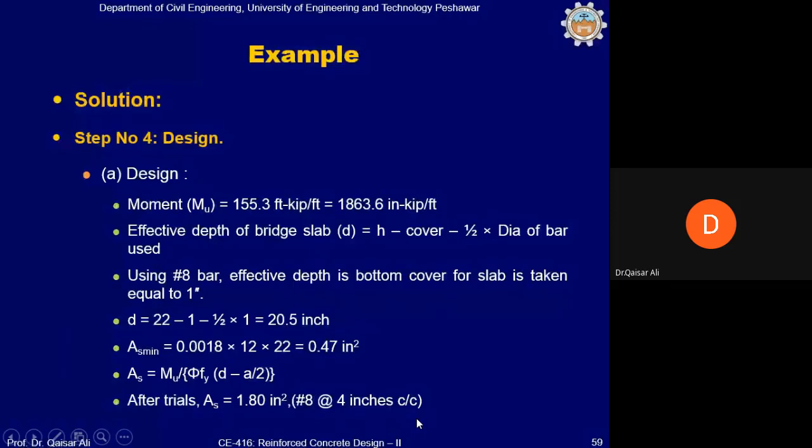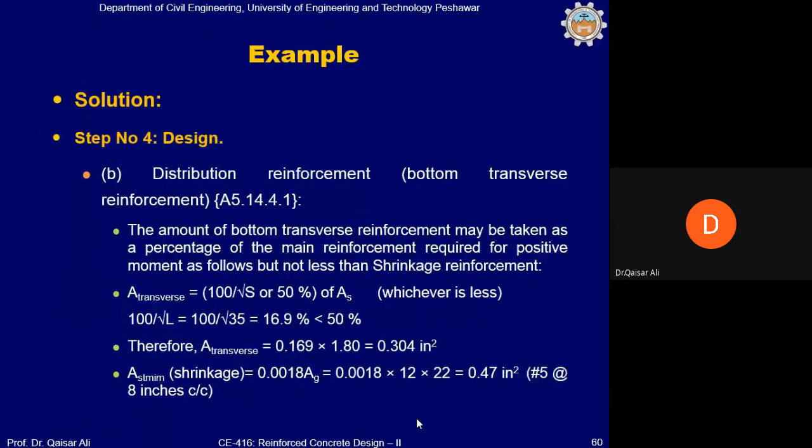Distribution reinforcement or bottom transverse reinforcement. According to H2 5.14.4.1, the amount of bottom reinforcement may be taken as a percentage of the main reinforcement required for positive moment as follows, but not less than shrinkage reinforcement. 100 divided by square root of S, S is 35. 100 divided by square root of 35 is 16.9% and 50%. So 16.9% is less than 50%, we will use 16.9% because the least value shall be used.